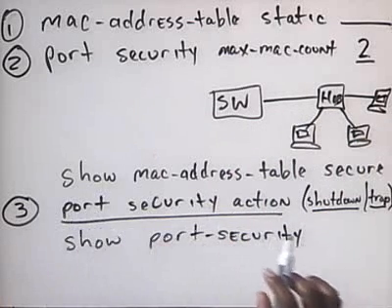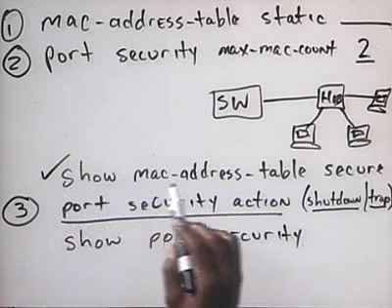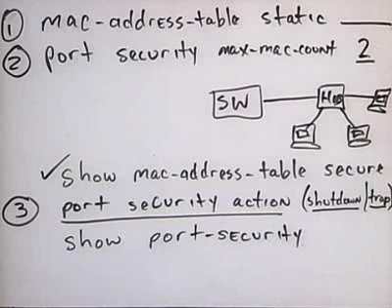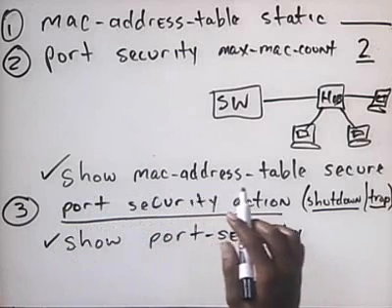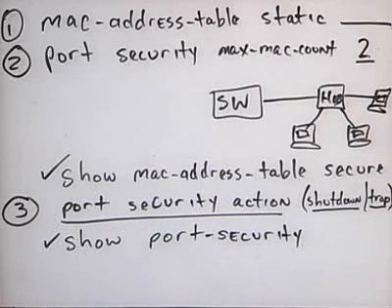To verify your port security, you can use show mac address-table secure. Notice this would be used from the privilege mode prompt. Or show port security. Both of these commands would give you information about the port security that you've set. Using layer 2 port security, you can have some limited control over unauthorized access.